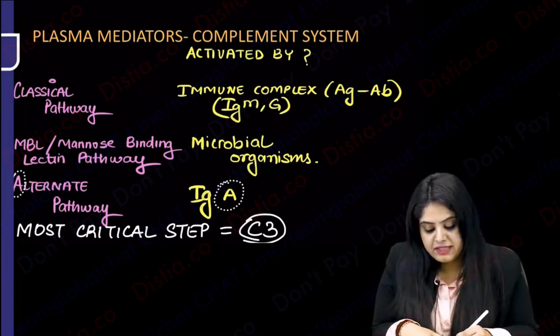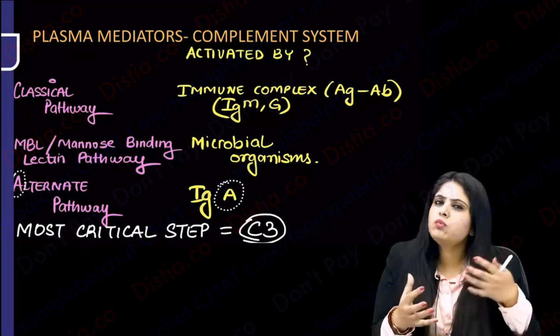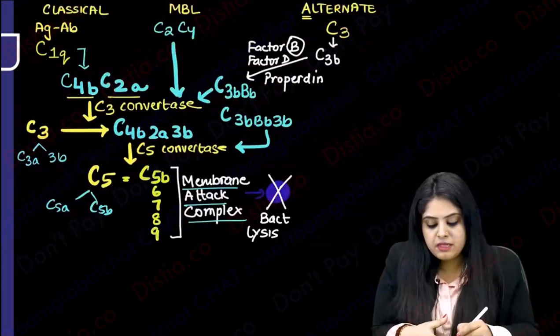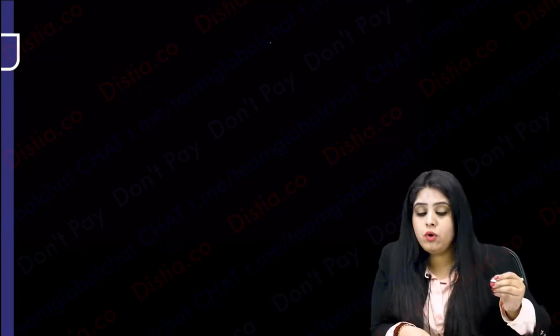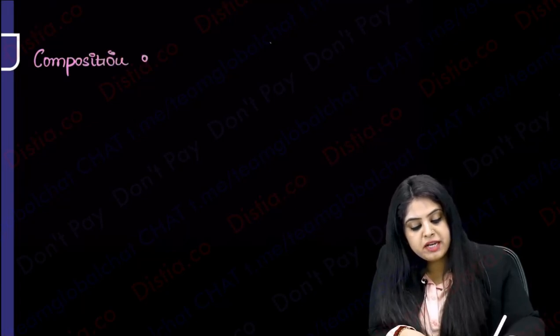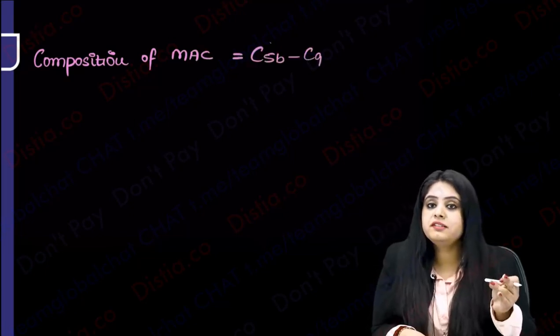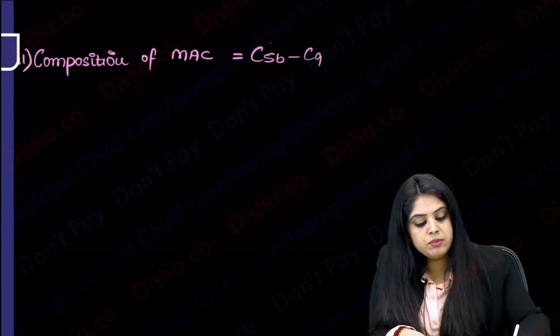Okay, having said that, I have a couple of questions for all of you, based on whatever we have studied up till now. Nothing new, but let's see if you are able to answer it. Can you remind me, if I ask you, what is the composition of membrane attack complex? That is what they will be asking you. It is C5b to C9. So 5b, 6, 7, 8, 9. Question number 1 sorted.